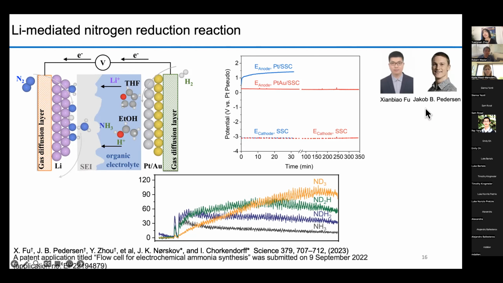and the other experimental colleague, Dr. Jakob Petersen, used isotopic labeling studies to measure the ammonia accumulation over time and saw the deuterium-labeled ammonia increase with increasing time, which proves that platinum gold is a good catalyst for hydrogen oxidation in the organic solvent.